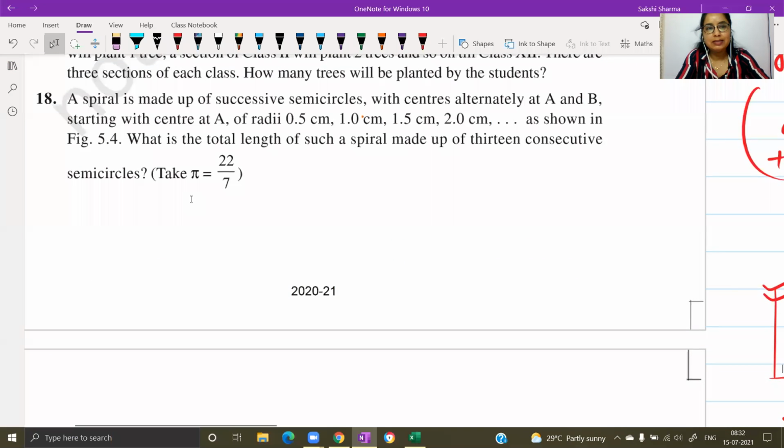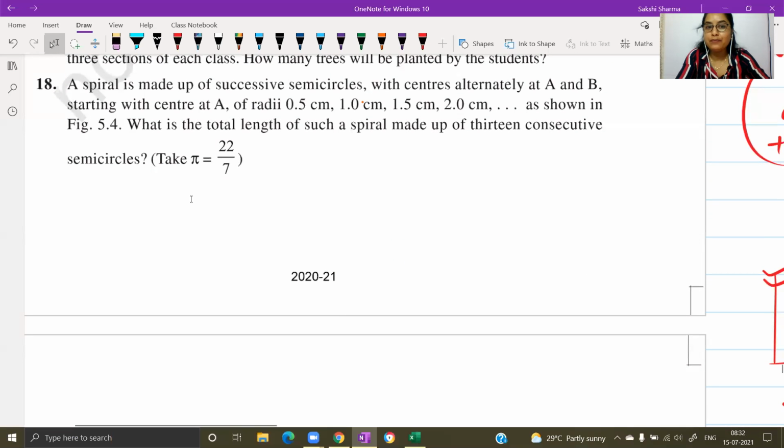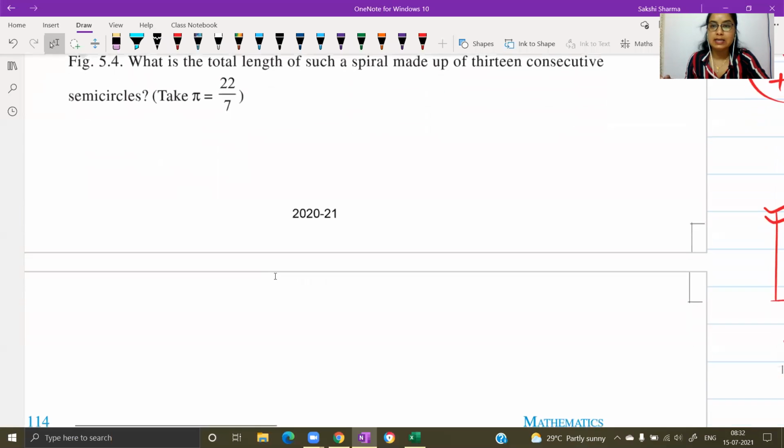Question number 18. A spiral is made up of successive semicircles with centers alternately at A and B. Starting with center A of radii 0.5 centimeters, 1 centimeters, 1.5 centimeters, 2 centimeters as shown. So you can look at the values of the radii here. The values increase by 0.5 successively. What is the total length of the spiral made up of 13 consecutive semicircles? Take pi as 22 by 7.